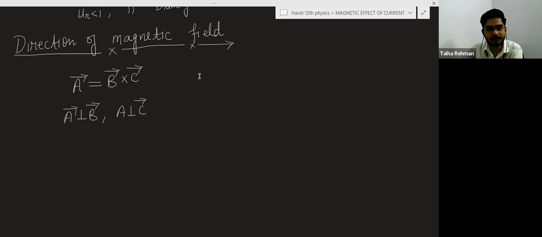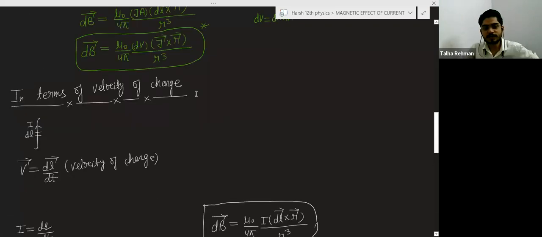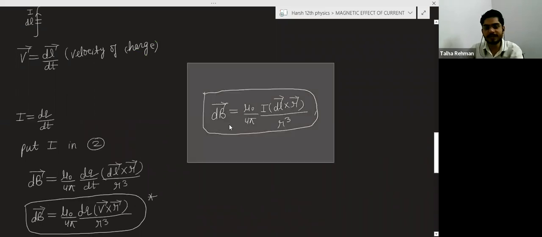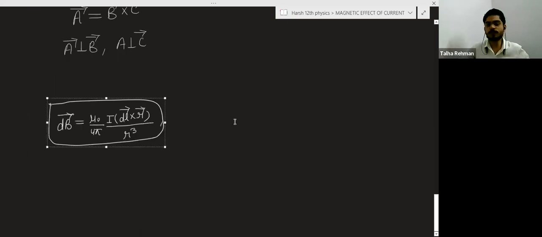So in the Biot-Savart law, in the vector form, suppose you want to calculate the direction, then this formula in the vector form will give you the magnitude as well as direction. Because for a vector, there is a requirement of direction and magnitude. So for calculating the direction, this formula will be used, most of the time.